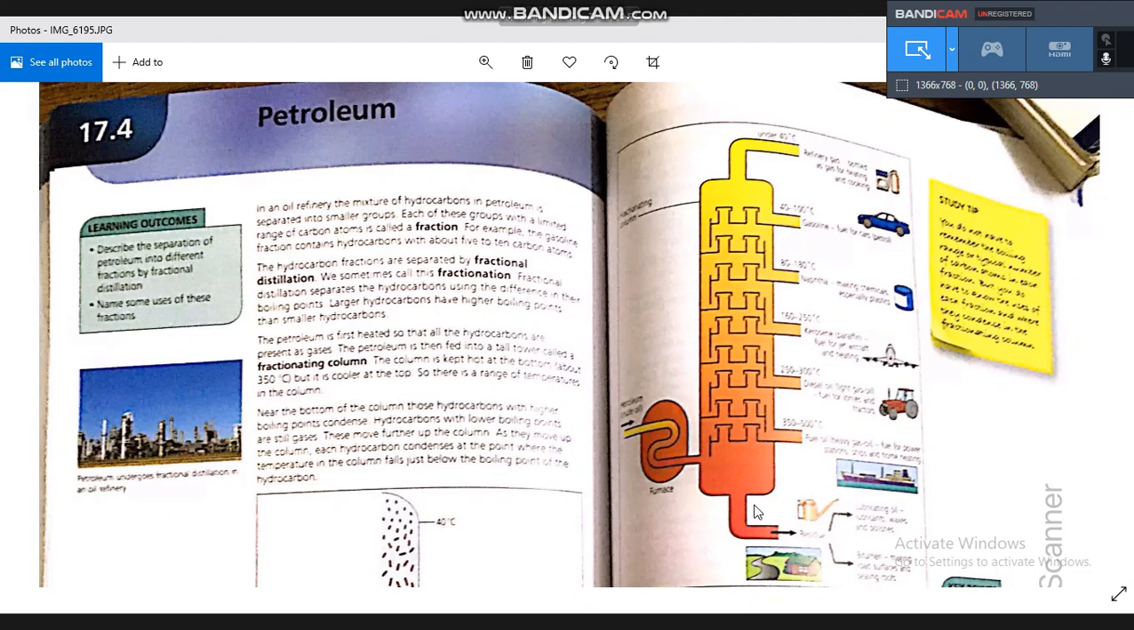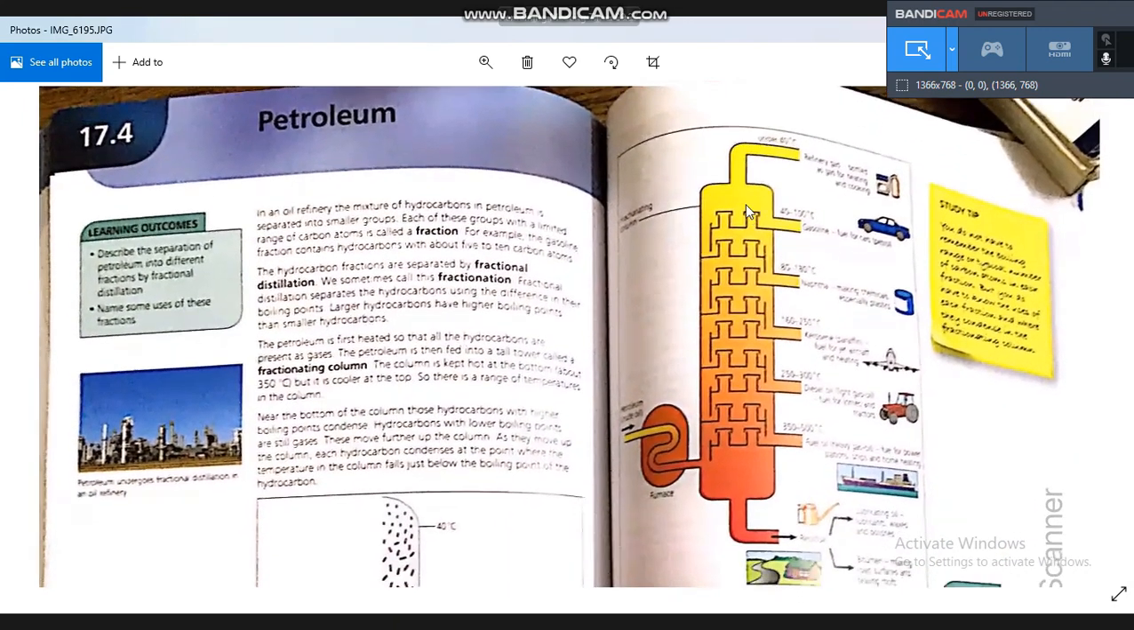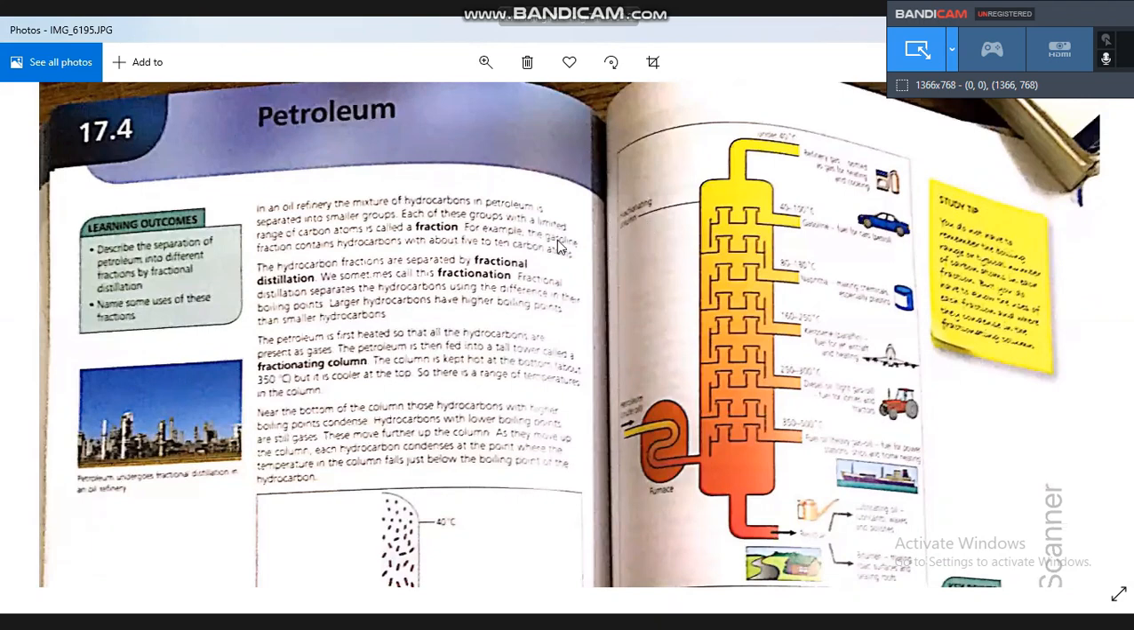We can get lubricating oils, and we can have also bitumen. Bitumen is used in roads and also it can be used in houses, okay, to seal the roofs of houses. Okay, so here we can separate the petroleum into different types of hydrocarbons.